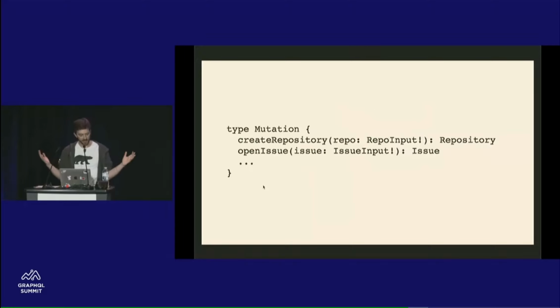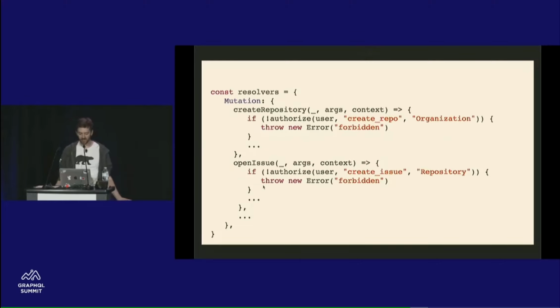Okay, so suppose we have some mutations: create a repository, open an issue, things like that. So we implement our resolvers, and again, for one of those reasons from before, we have authorization right here in our resolvers. We have our magic method. We check, can the user create a repo? If not, throw an error, and so on.